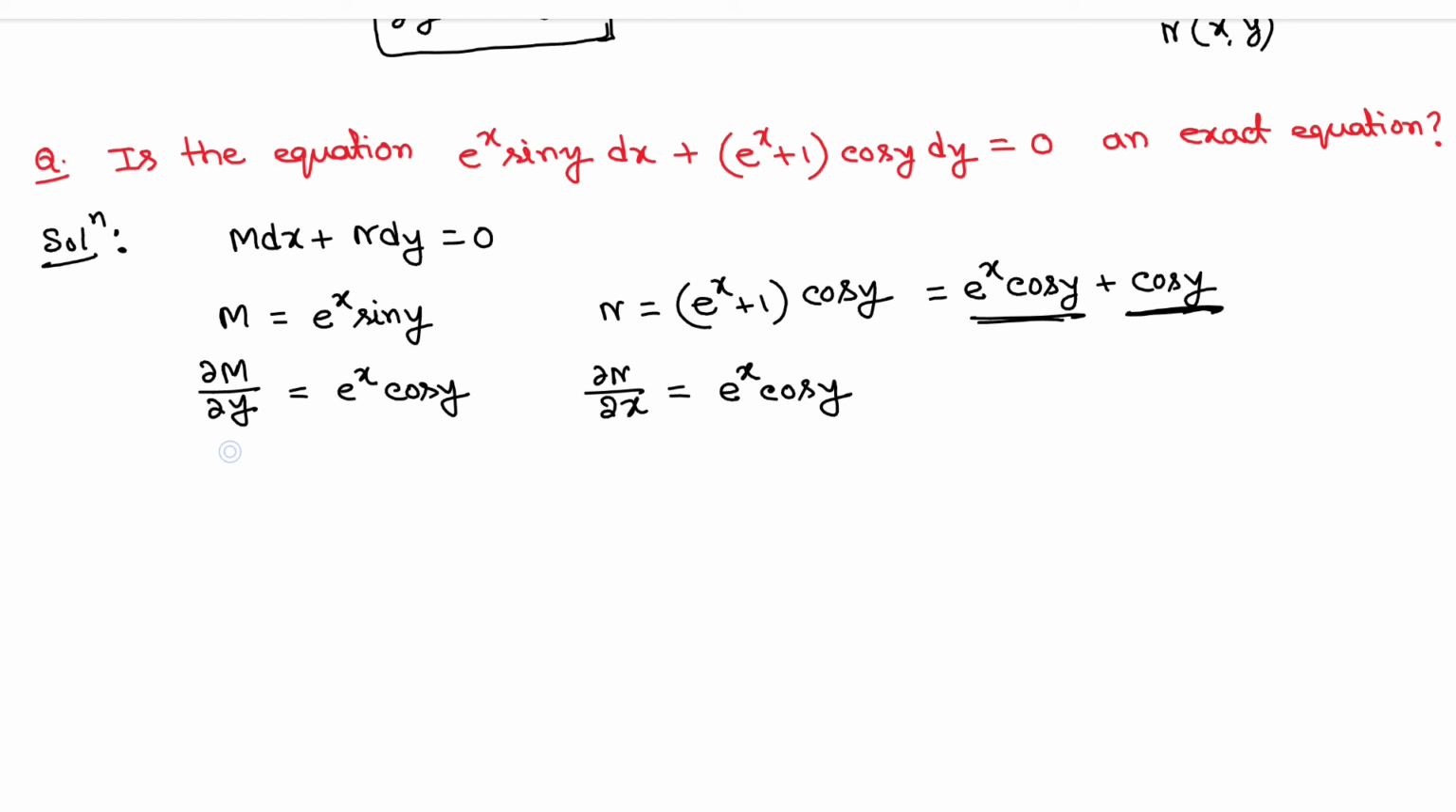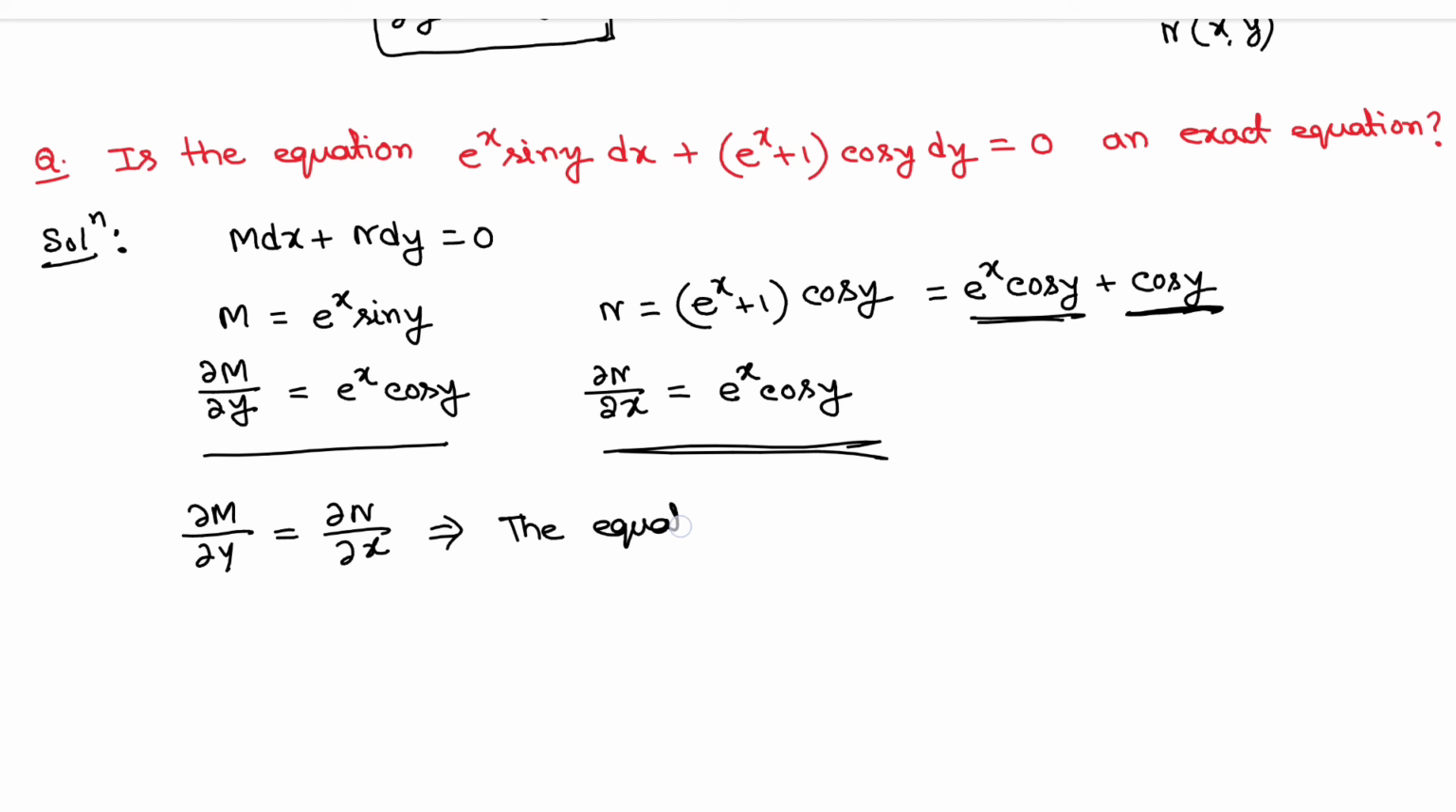Obviously, you can see that del M del y and del N del x both are equal. So here del M del y equals del N del x, and this implies the equation is exact. Clear? The equation is exact. Let's try another problem.